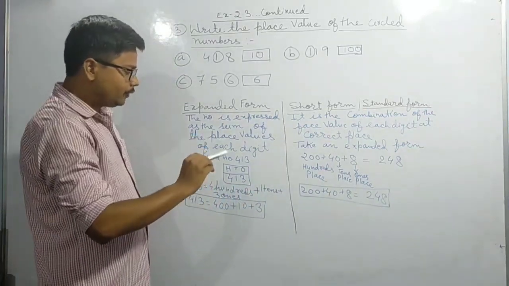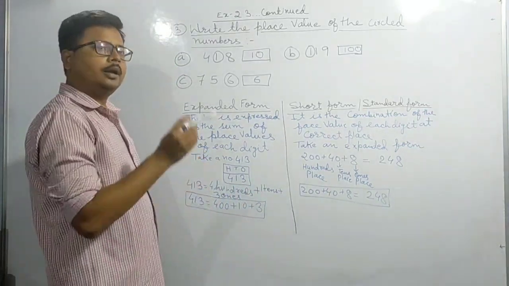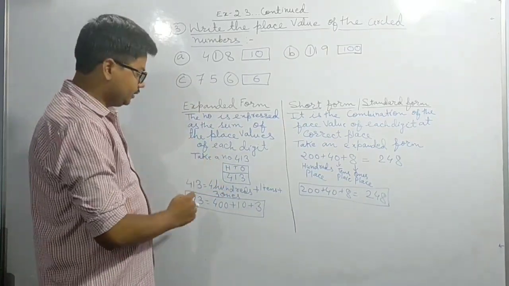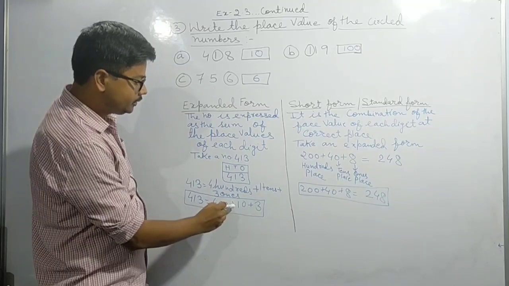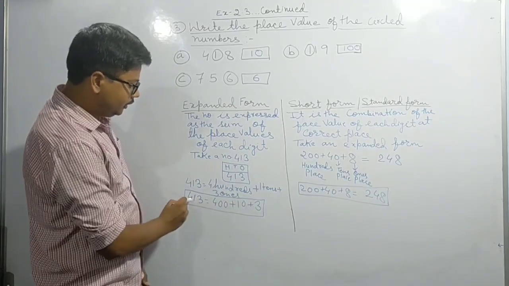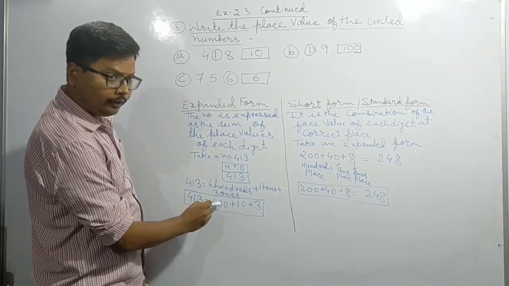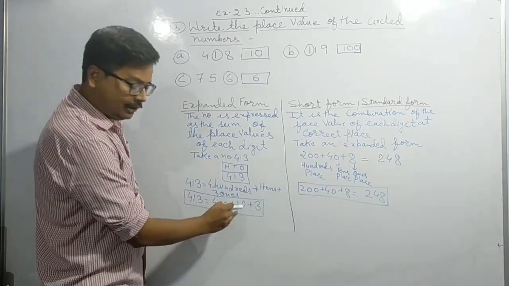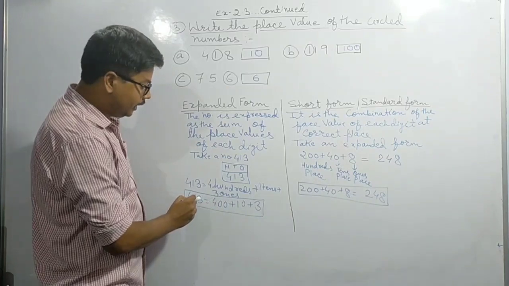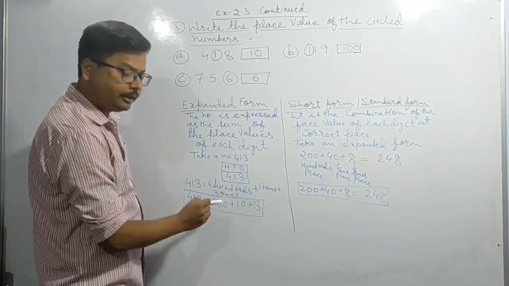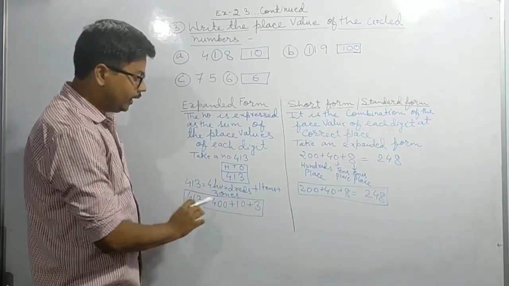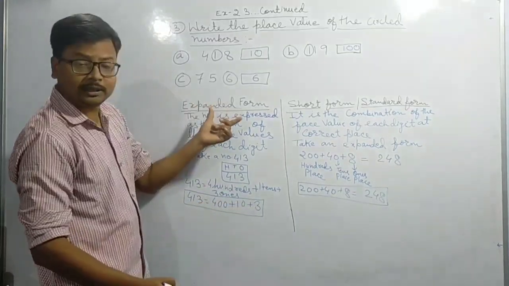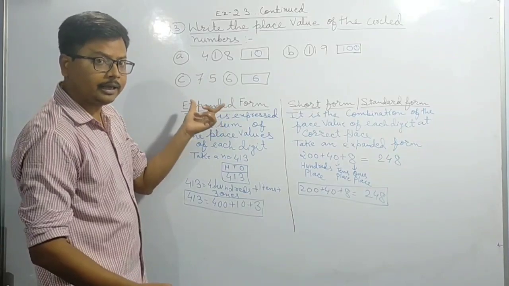So if the question asks to write a number in expanded form, we can write it like this: 400 plus 10 plus 3. This 4 becomes 400 because it is in the hundreds place. This 1 becomes 10 because it is in the tens place, and this 3 will remain 3 because it is in the ones place. You don't have to add these numbers, you have to write it in this way if the question asks to write a given number in expanded form.